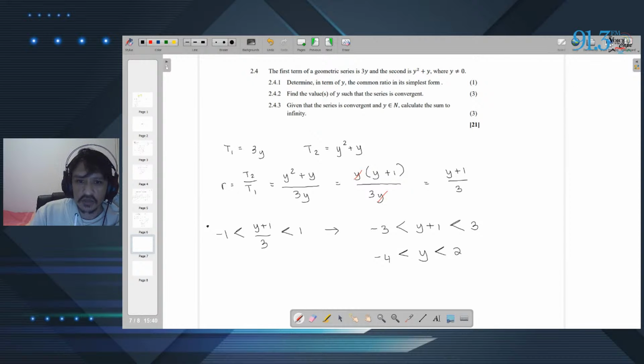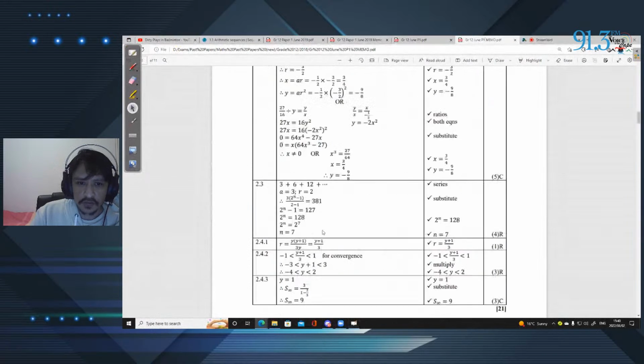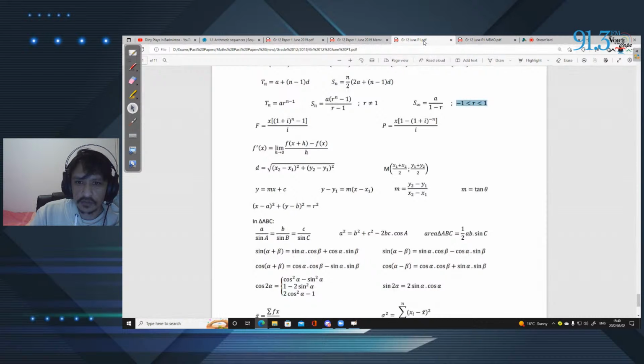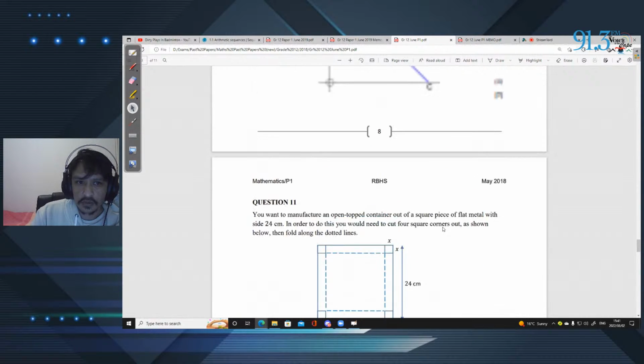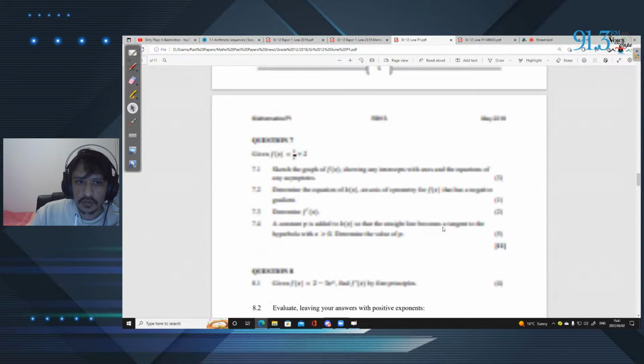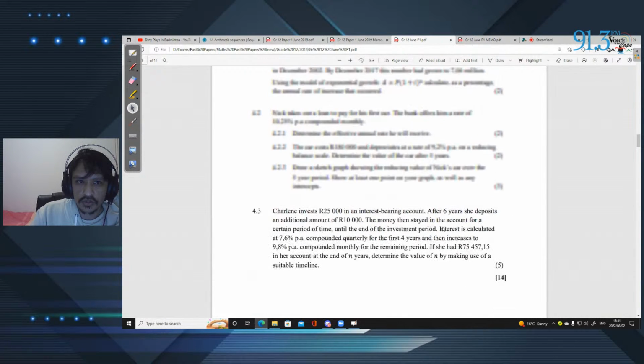So let's double check the memo. Are we correct? There we go. Y is between -4 and 2. So 2.4.3. Let's take a look. Scroll up. There we go. Question 2.